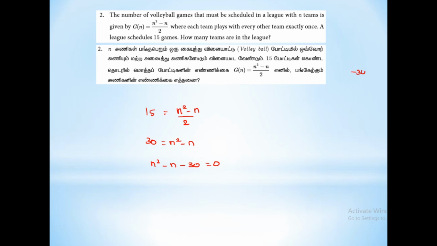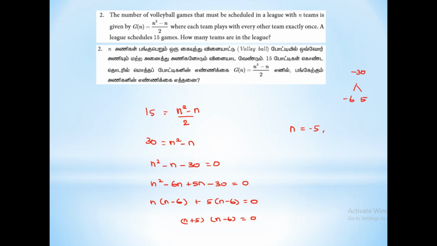So multiply gives minus 30 and add gives minus 1. So minus 6, 5. So n square minus 6n plus 5n minus 30 equal to 0. From the first two terms take n common, n minus 6, plus 5 common, n minus 6 equal to 0. So n plus 5 into n minus 6 equal to 0. So we got two values for n: minus 5 and 6. The number of teams cannot be negative. So our answer is n equal to 6. So 6 teams play in this league.